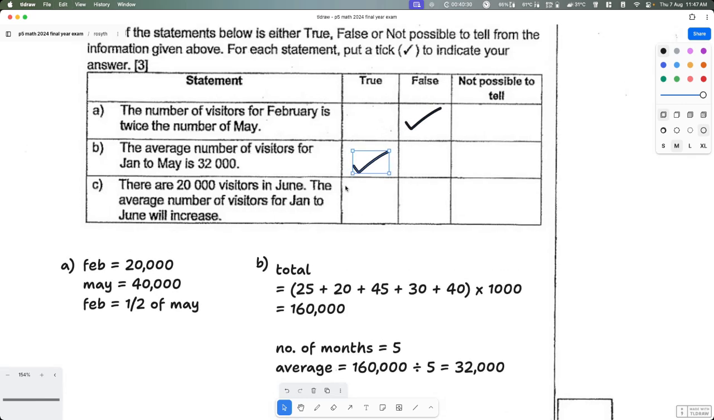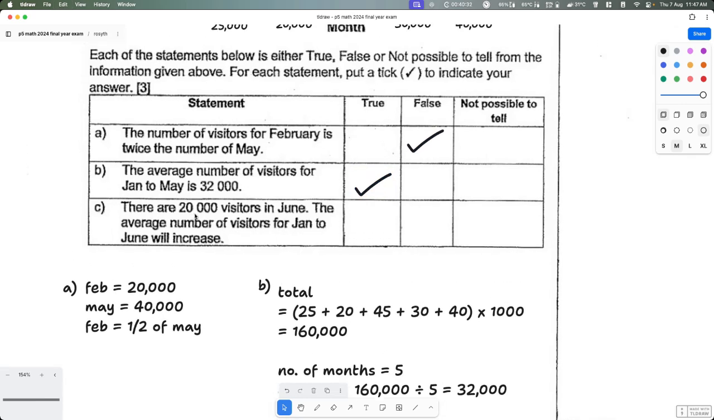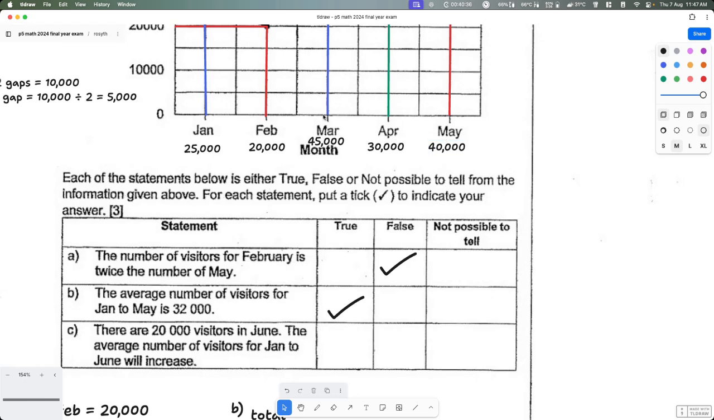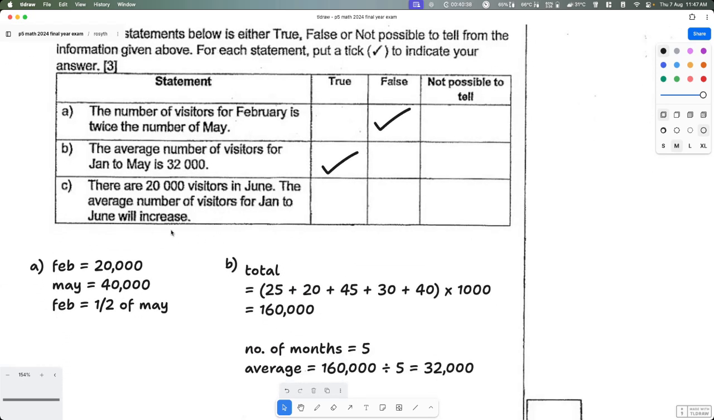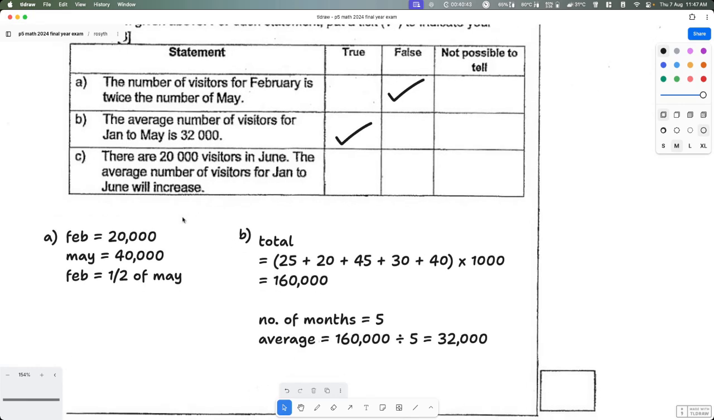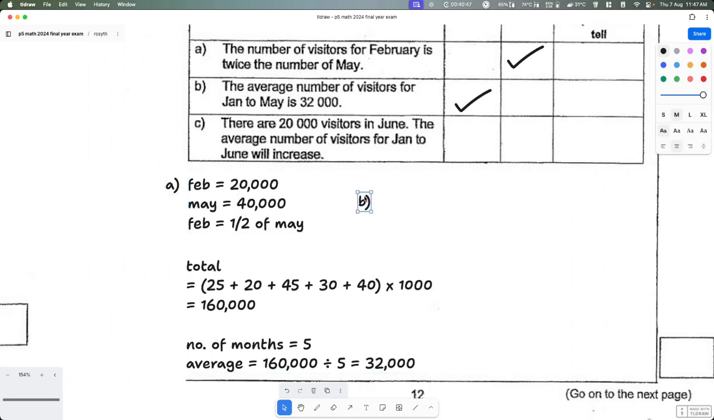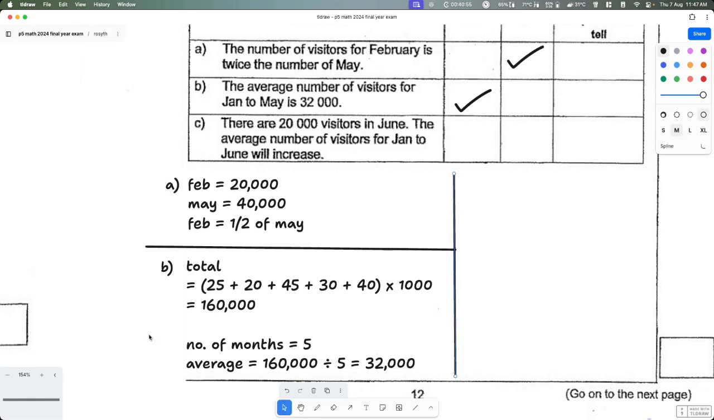Okay, last one. There are 20,000 visitors in June. The average number of visitors for Jan to June will increase. Okay, all right, so let's see if this is correct. Let me just draw a line over here. Yeah, like this. Okay, so now the next one is, let's go for C.